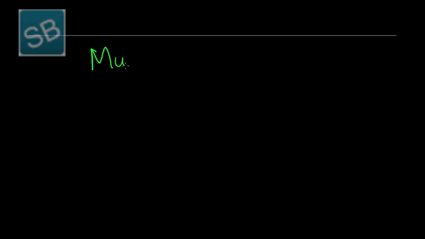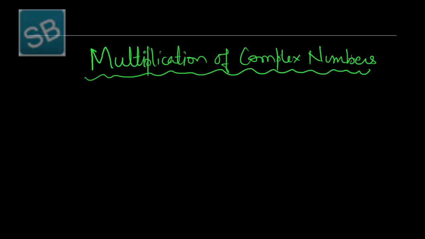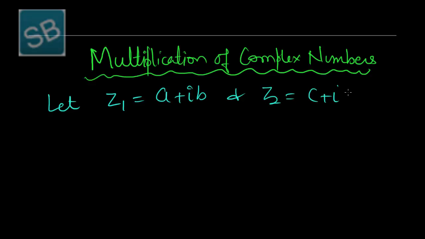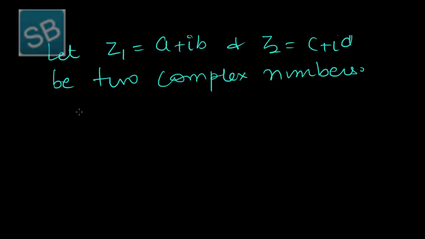Now the next topic we are going to discuss is multiplication of complex numbers. That is, let z1 is equal to a plus iota b and z2 is equal to c plus iota d be two complex numbers, where a, b, c, d are real numbers. Now we have to find the product of these two numbers, that is, we have to find z1 into z2.